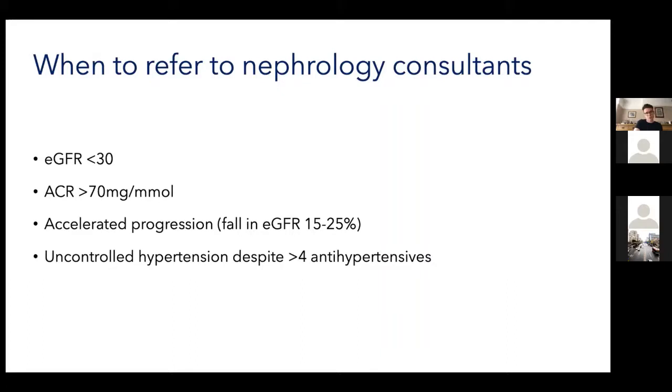And this is just about when to refer to nephrology in chronic kidney disease. When you've got an eGFR less than 30, so that's CKD 4 and below. Albumin creatinine ratio less than 70, sorry, greater than 70. Or you see an acceleration of disease, a fall in eGFR of 15 to 25%. And going back to those causes, diabetes and hypertension are the primary causes. So if they're on 4 antihypertensives or more and they're still poorly controlled, you want help, you want nephrology.